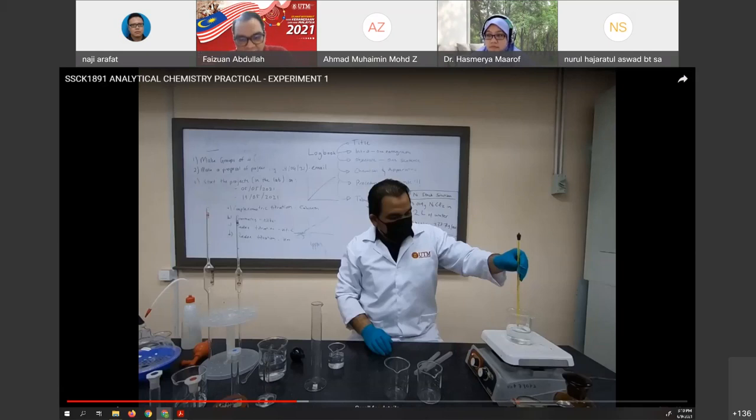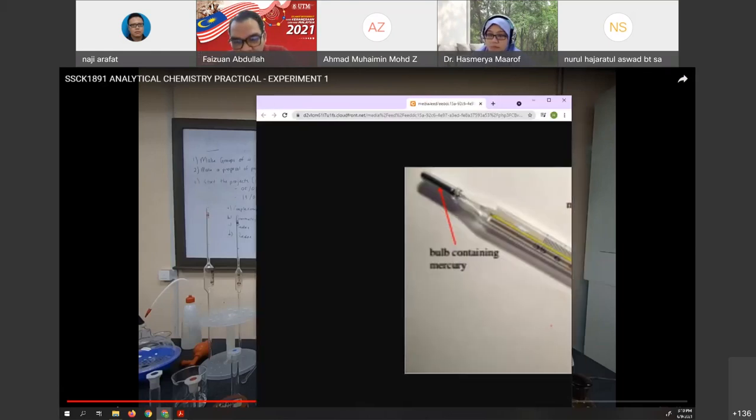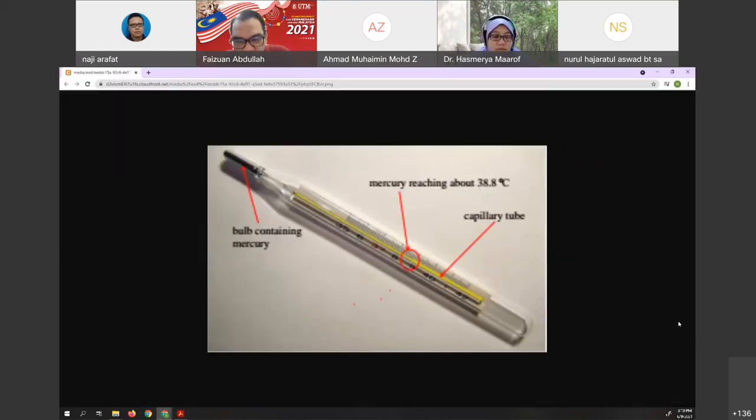If it is broken, it will present a chemical hazard. All right, so we will use it very carefully. Okay, so we cannot stir the solution using the mercury thermometer. Okay, the bulb containing mercury is very fragile and dangerous.